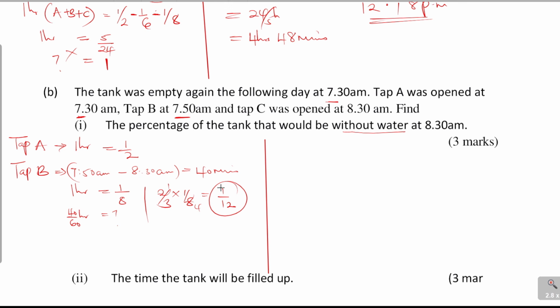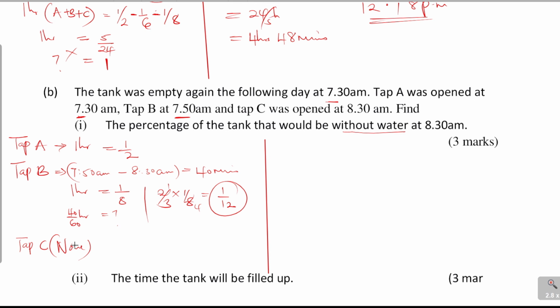Then tab C was opened at 8:30. If it was opened at 8:30 and you want to know the percentage of the tank without water at 8:30, we are getting the fraction filled by tab C from 8:30 to 8:30. Of course, C will not contribute anything, because at that time that we want to find the percentage of the tank without water, 8:30, that is when tab C is opened.